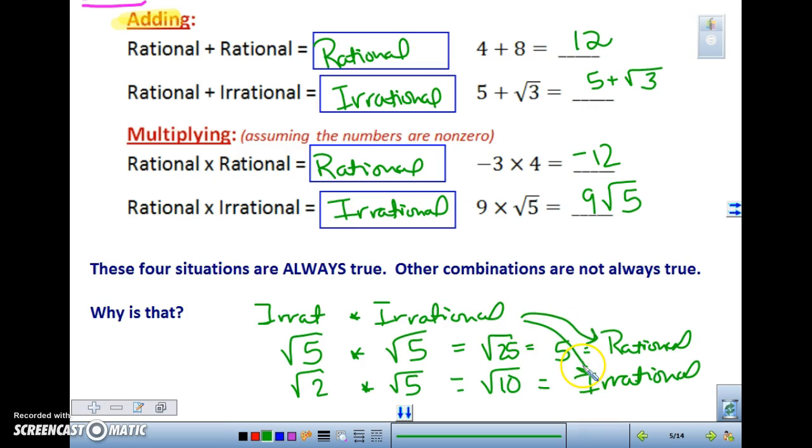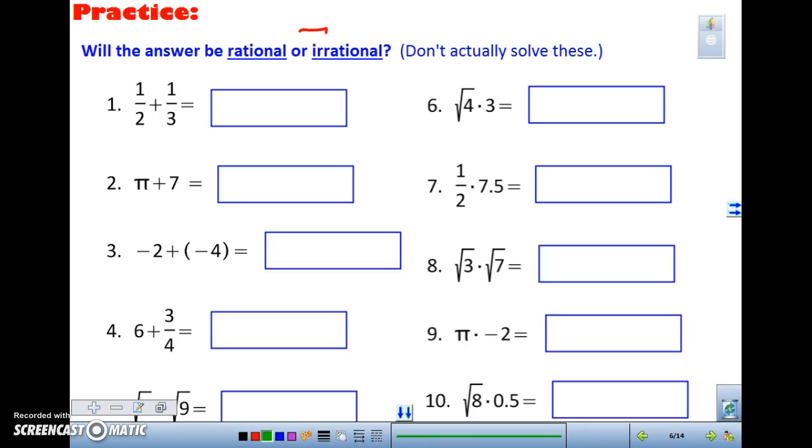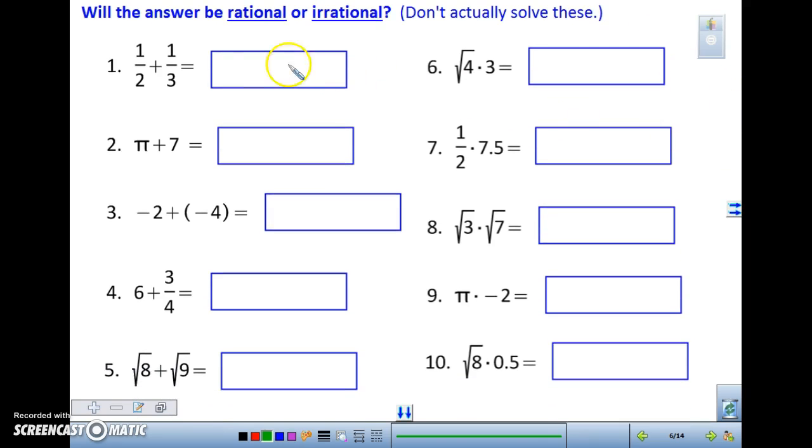And I want you to think about, well, what happens when we take two irrationals and we are adding them. So now at the top of the next page of your notes, it asks you to put down, so I just want you to do these, and we're going to pause the video, and it says just put down rational or irrational. You do not have to solve. So you can put an R for rational, and you can put an I for irrational. So what I want you to do is think about what the answer is and fill that in.